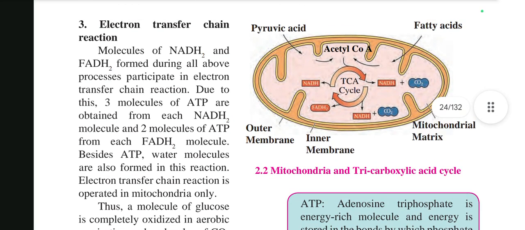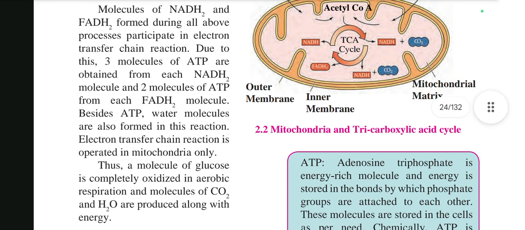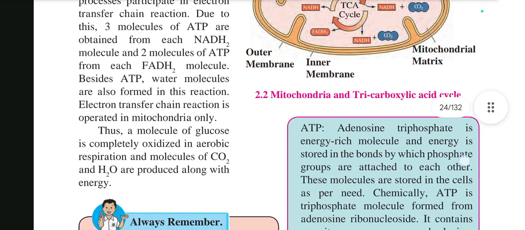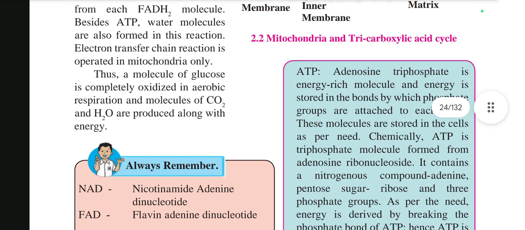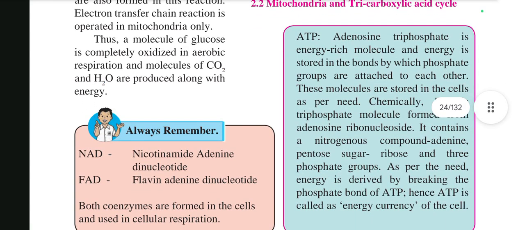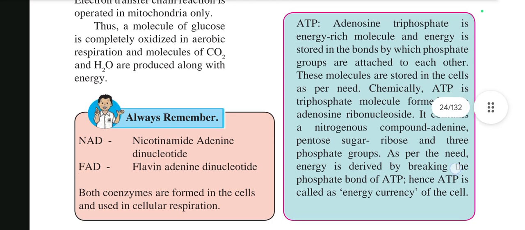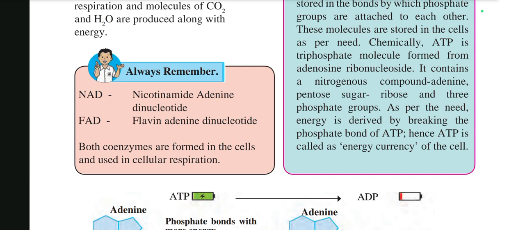Now in which molecules are NADH2 and FADH2 formed during all the above processes? In the mitochondria, NADH2 and FADH2 molecules are prepared. Besides the ATP, water molecules are also formed in this reaction. Thus a molecule of glucose is completely oxidized in aerobic respiration, and molecules of CO2 and H2O are released along with the energy. So NAD means what? Nicotinamide adenine dinucleotide, and FAD means flavin adenine dinucleotide.